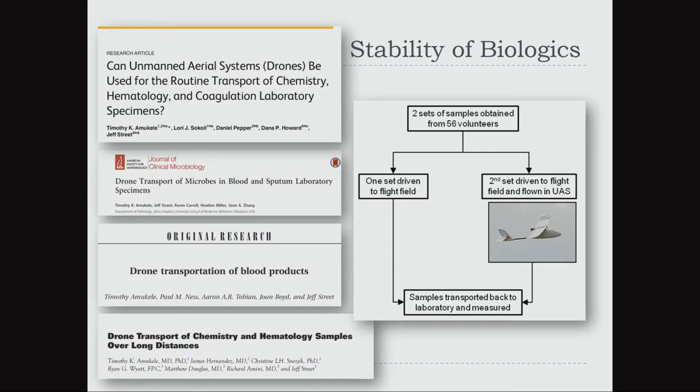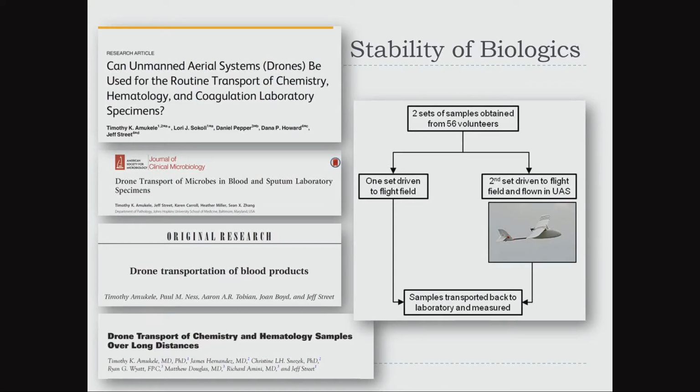All right, so over the last few years, we've published 4 papers looking at the stability of biologics on drones, and they're all the same approach, which is we take 2 sets of samples that are as identical as possible. One set is driven to the flight field and just held there. The second set is driven to the flight field, and we fly around in the drone. The details differ from study to study, but this is the basic idea. And then we take both sets of samples to the lab and measure them.